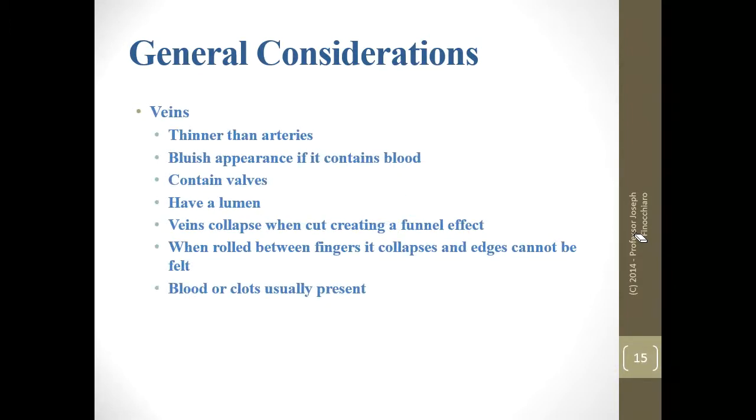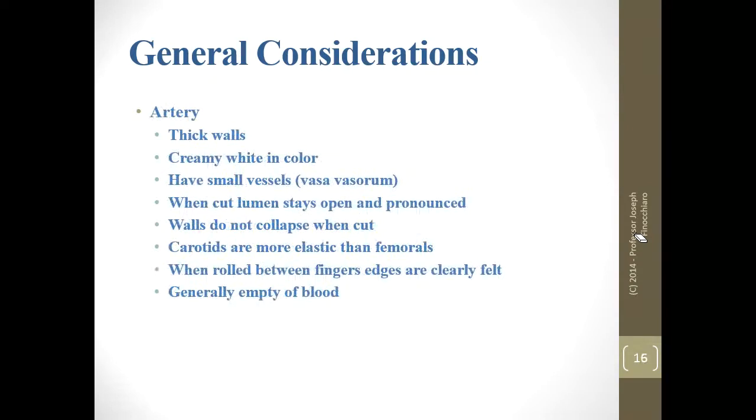Veins are thinner, with a bluish appearance if it contains blood, deoxygenated blood. Contains valves. They're a one-way street. They have a lumen. They have a hole. It's how we get the drainage in there. When you open a vein, when you cut it, it collapses, creating a funnel effect. It starts pulling in two different directions. When rolled between fingers, it collapses completely. You really cannot feel edges on veins. And if there is blood or clots, they're usually found on this side.